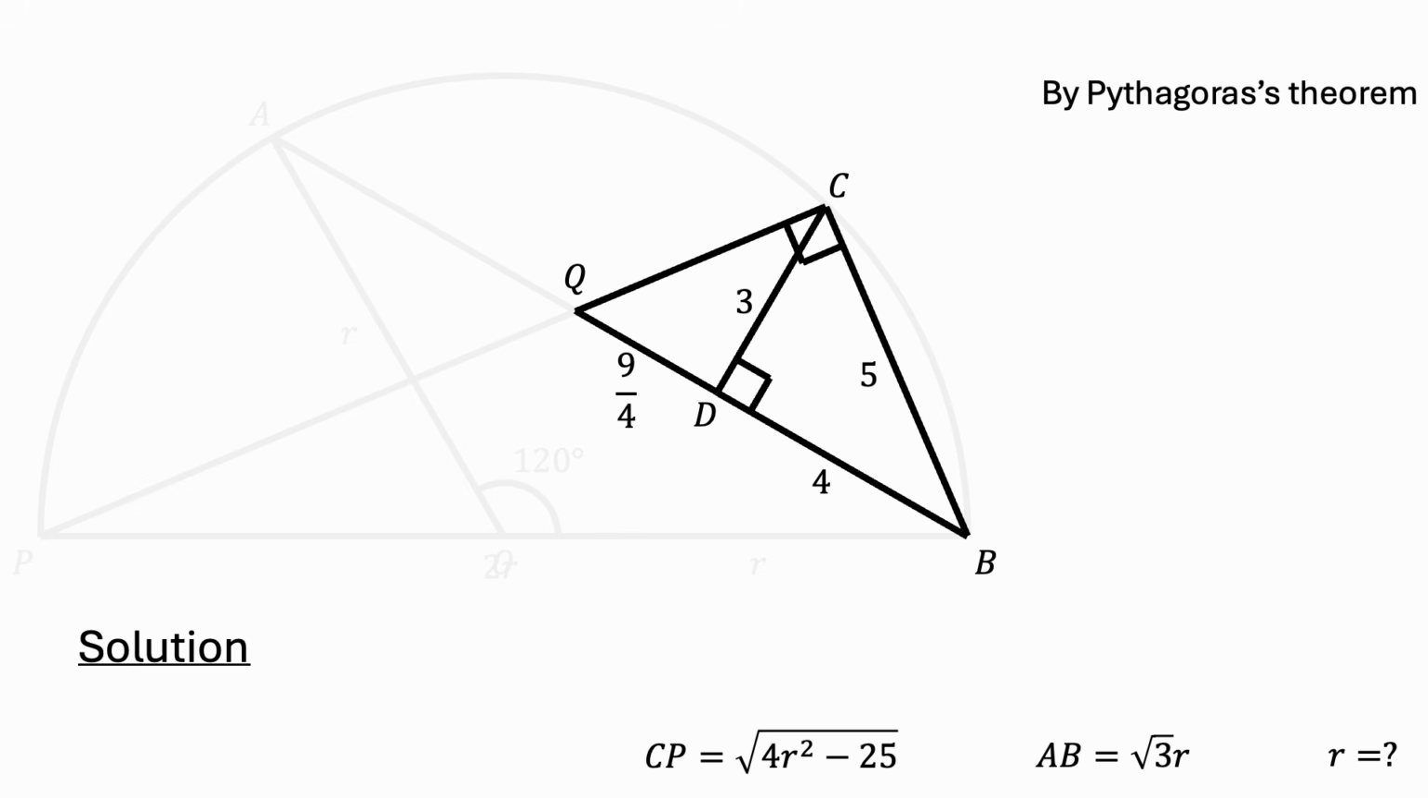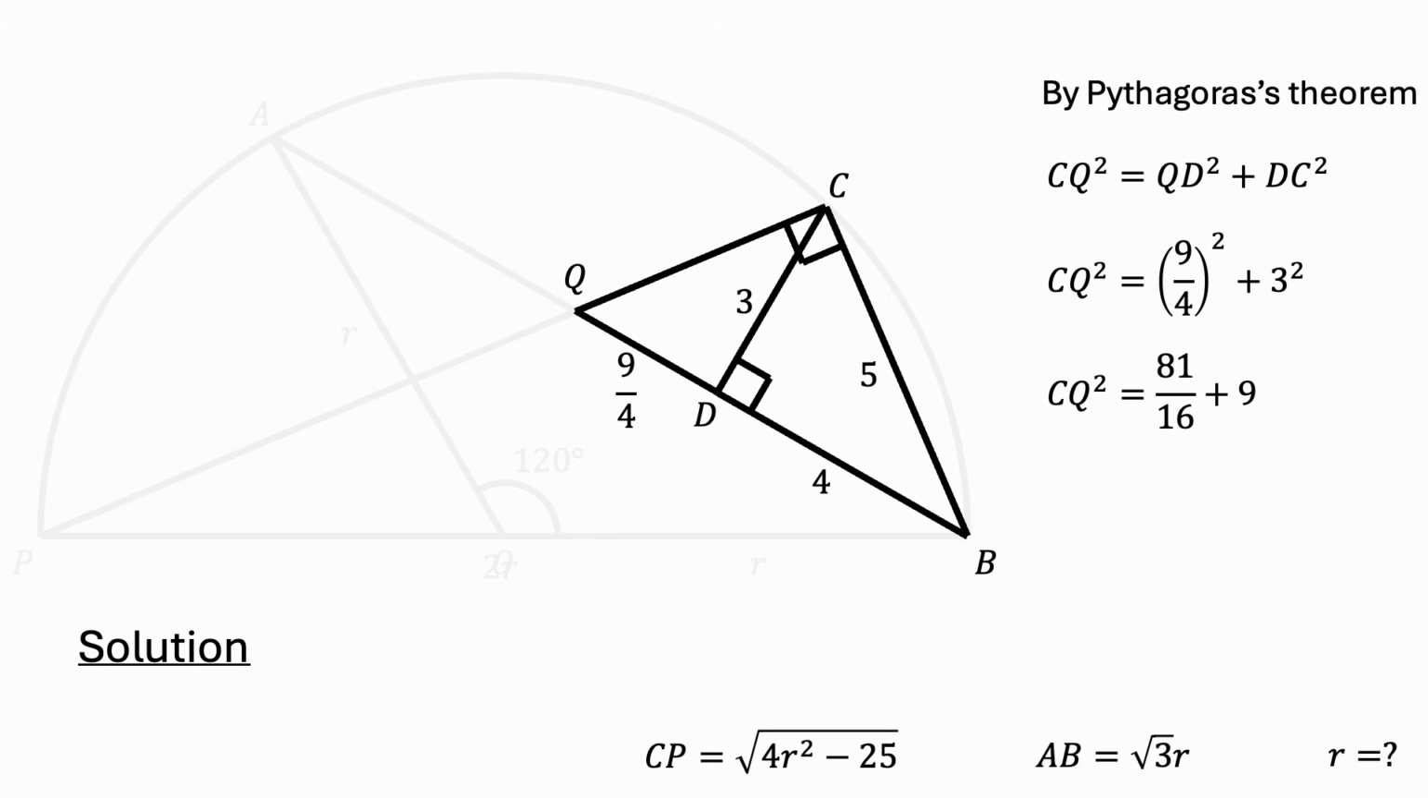Then by Pythagoras theorem in right triangle CQD, we have CQ squared equals QD squared plus DC squared, or CQ squared equals (9 over 4) squared plus 3 squared. And so, CQ squared equals 81 over 16 plus 9. Therefore, CQ squared equals 225 over 16. Taking the positive root, we get CQ equals 15 over 4.